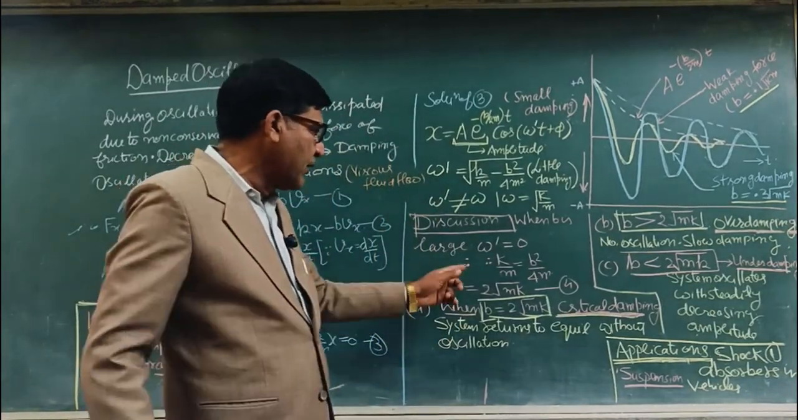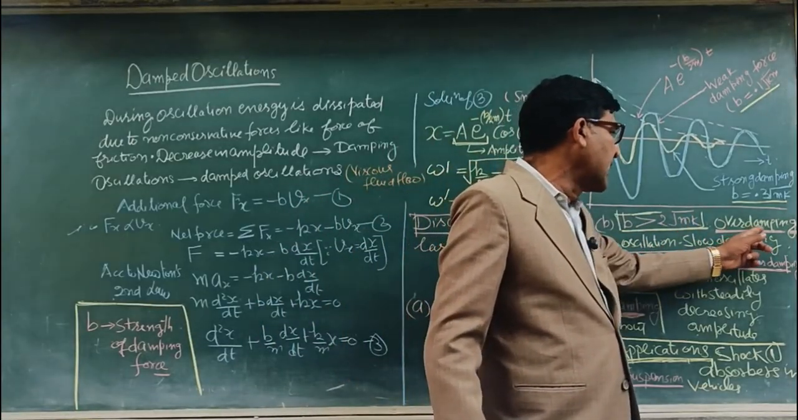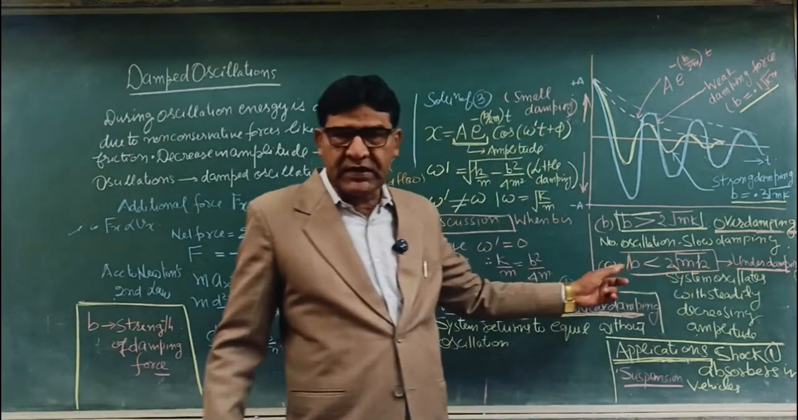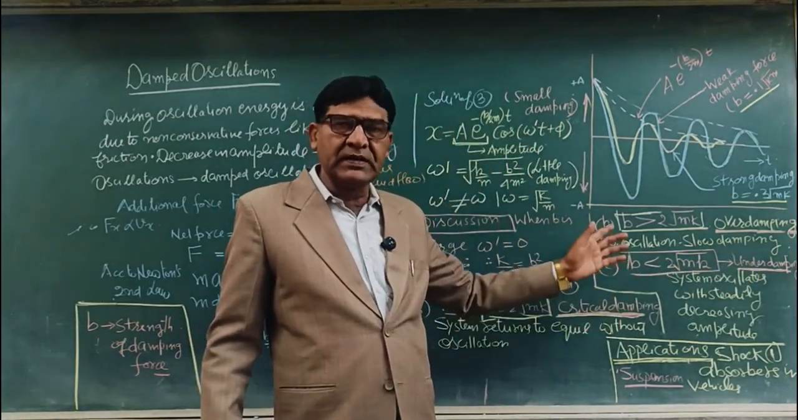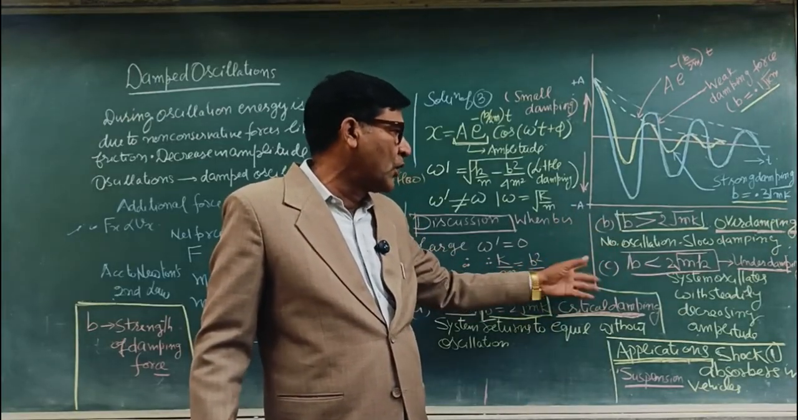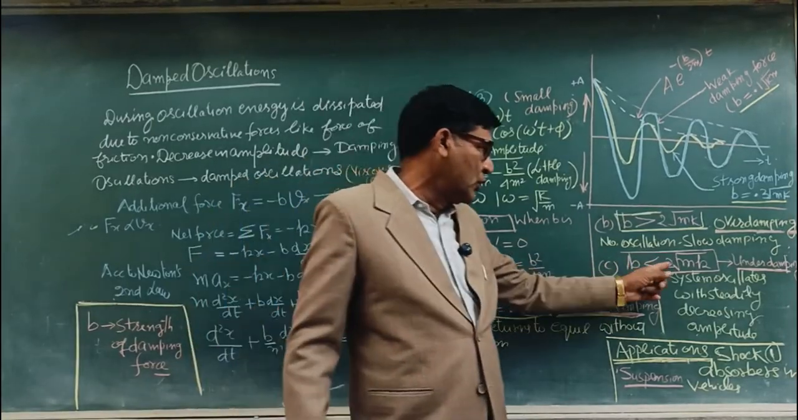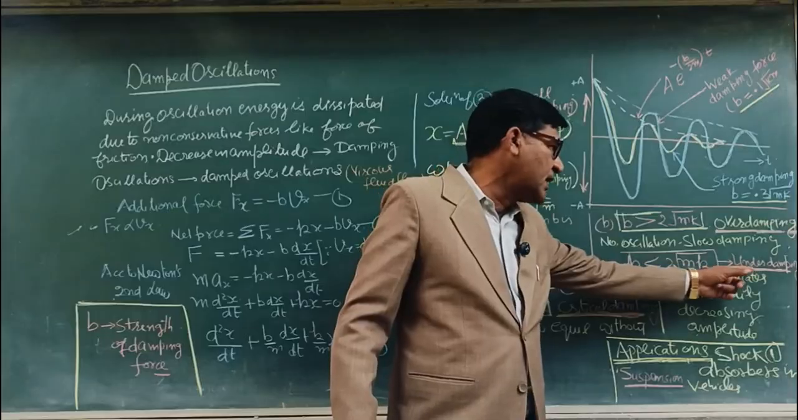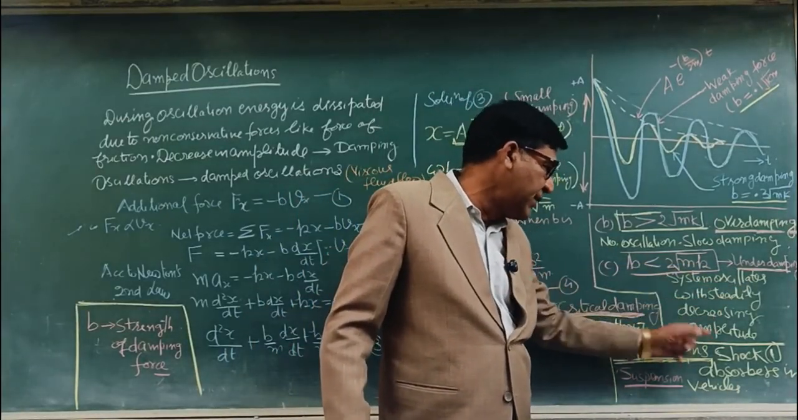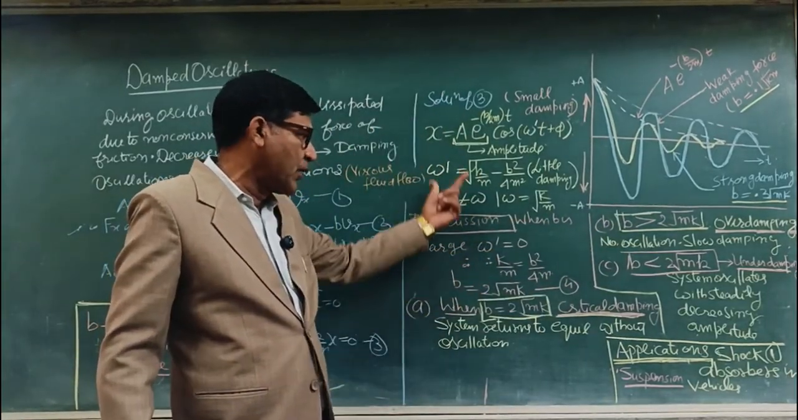Then what happens if the damping constant is greater than 2 root mk? Then that is the case of over damping. No oscillation, slow damping. There will be no oscillation, damping will be slow. The system will come to its equilibrium position with slow damping with no oscillations. When b is less than 2 root mk, this is under damping. That is, the system oscillates with steadily decreasing amplitude. So these are the three cases.